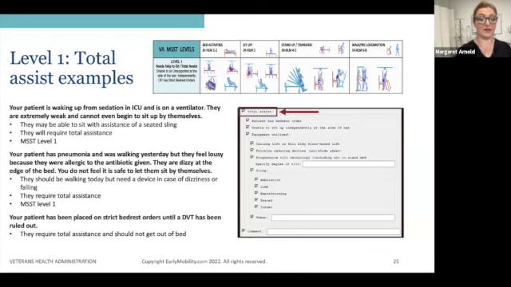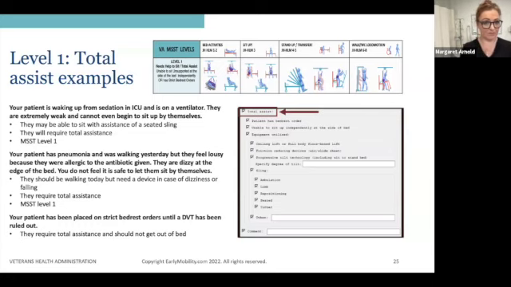Your patient has pneumonia and was walking yesterday, but they feel lousy because they were allergic to the antibiotic given. They're dizzy at the edge of the bed and you do not feel it is safe to let them sit by themselves. They should be walking today, but they need a device in case of dizziness or falling. This patient is also level 1 and requires total assistance. Again, it doesn't mean they can't or shouldn't walk. It means that they require a mechanical or a powered device to help them to keep them safe and to keep you safe.